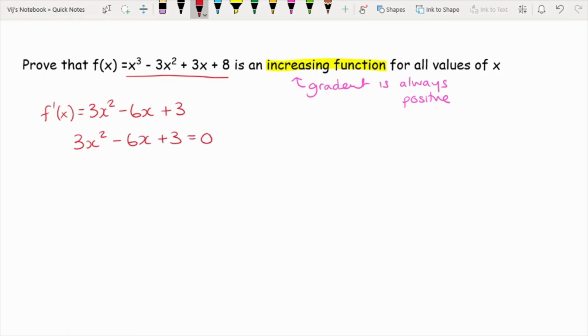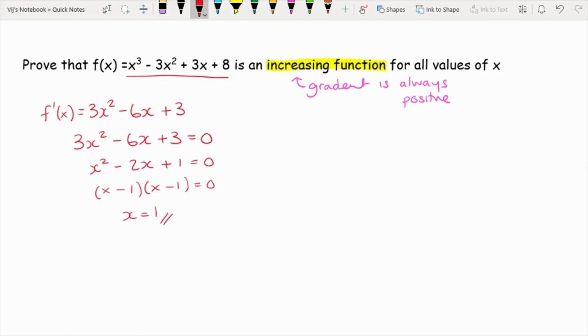And as you can see, I've got factors of 3. So I can divide everything by 3. So I've got x squared minus 2x plus 1 equals 0. So then what I've got is x minus 1, x minus 1 equals 0. So the only value I've got here is x equals 1.